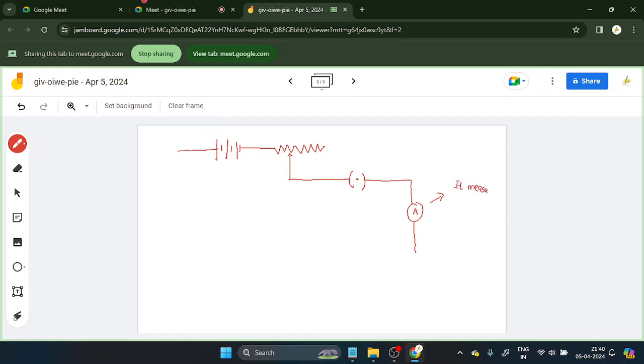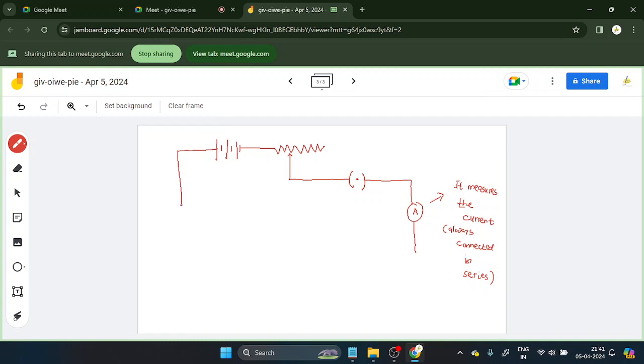Clear? It measures the current, and it is always connected in series. Remember this, very important point. Always connected in series. You will later understand why it is connected in series when I will be telling you the parallel combination and the series combination. Okay, clear about this?